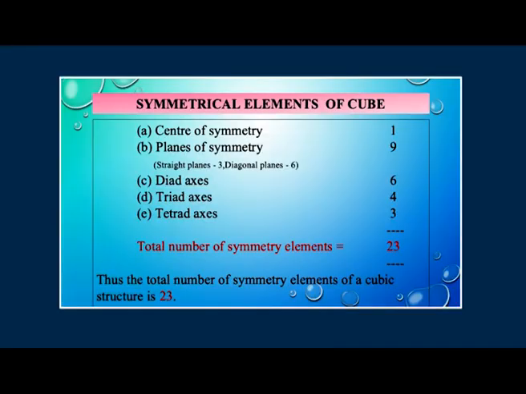Now, one may ask, in total how many elements of symmetry does a cube have? Well, as can be seen, a total of 23 elements of symmetries exist for a cube. They are one center of symmetry and a total of 9 planes of symmetries, that is 3 rectangular planes and 6 diagonal planes of symmetries, and also 13 axes of symmetries like 6 dyad axes, 4 triad axes and 3 tetrad axes respectively. Altogether 23 elements of symmetries, right?